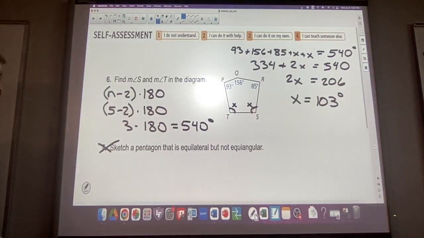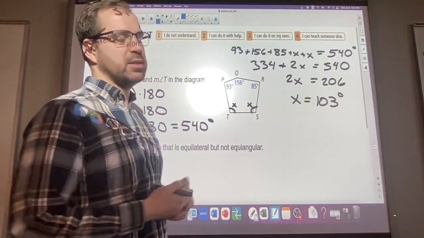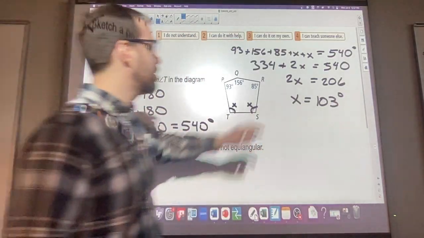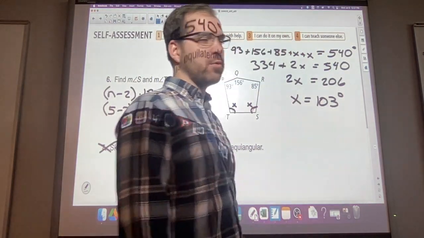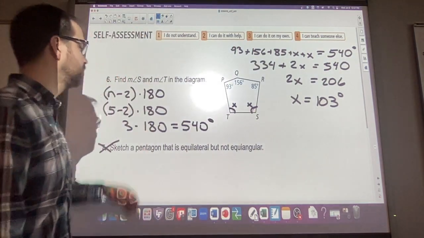So you will get some tricky ones like that where it's not a quadrilateral. We don't know its angle sum right away. So you're going to have to use this to figure out the angle sum. Then you'll plug it in to an equation to solve for the missing angle. Or really subtract to find the missing angle.